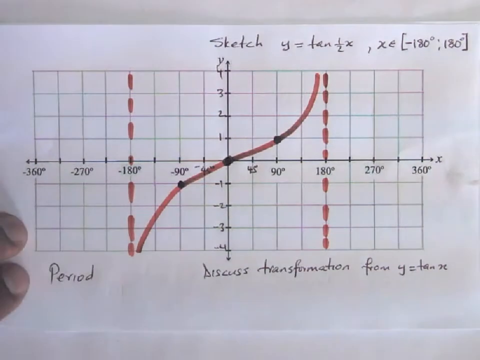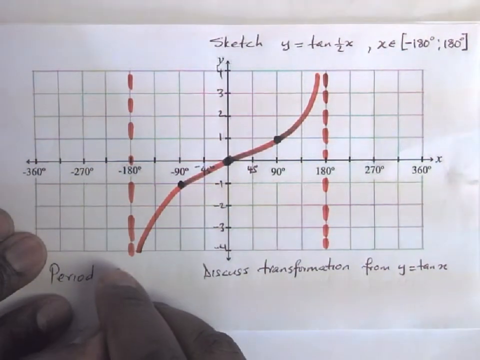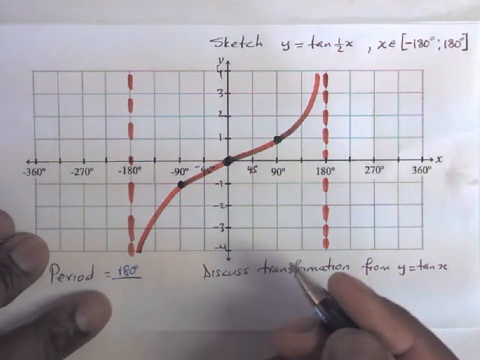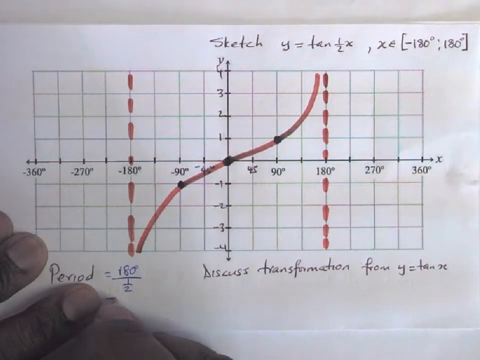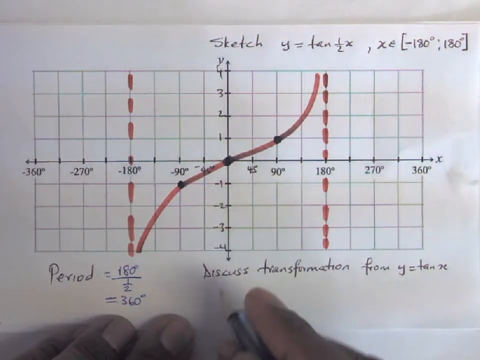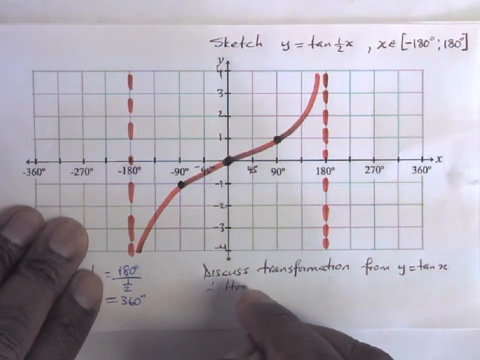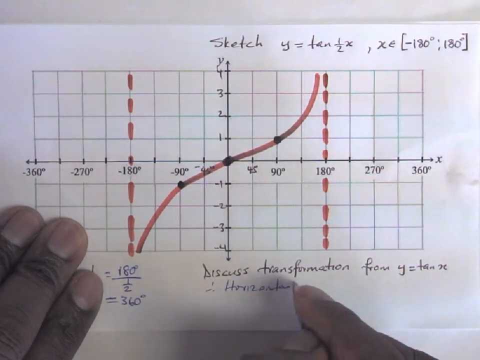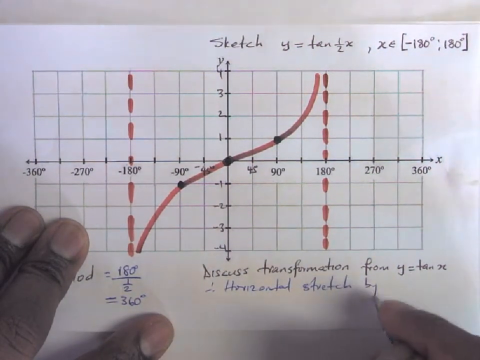Let's answer the question. So the question is, discuss the period of this graph. Again, we said you take 180 degrees, now we divide that number by half there. So what is 180 divided by half? It's now becoming 360 degrees. To discuss the transformation, we say here the transformation is a horizontal stretch by factor of a half.